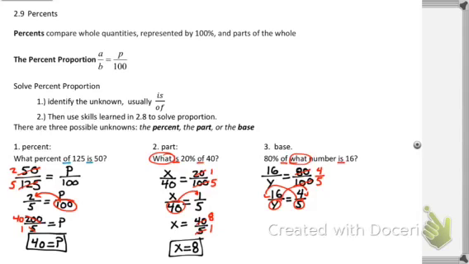Now at this step, cross multiply both sides. And then this gives us 5 times 16 is equal to 4y. And then we simplify, getting 80 is equal to 4y. And then finally divide both sides by 4, so we get 20 is equal to y. So 80% of what number is 16? And that's 20.